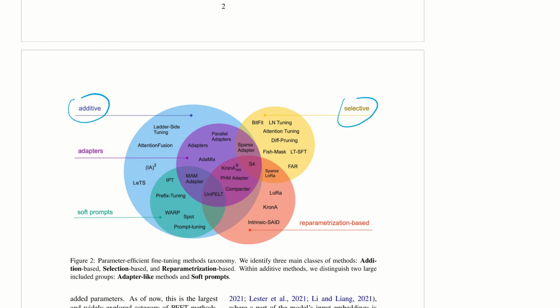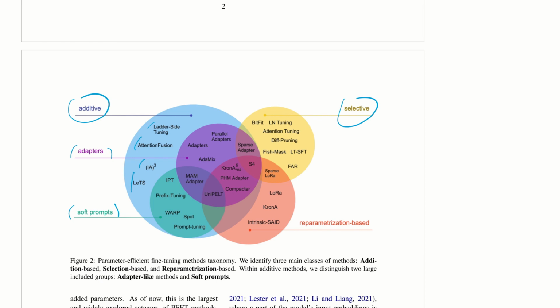Of these, there are two significant classes. One of them is called an adapter. These are basically methods where you add small layers at specific parts of the network. And soft prompt is a really nice idea where you take this discrete optimization problem of finding good prompts and you make it continuous by actually learning parts of the prompt rather than specifying it manually. And of course there are a set of methods that are additive but are neither adapters nor soft prompts.